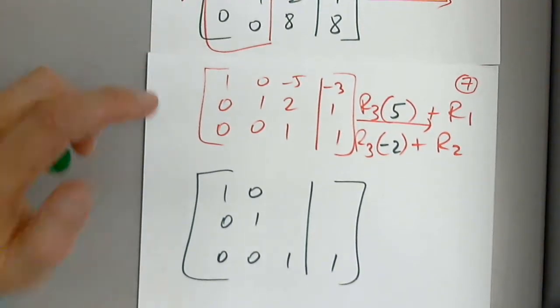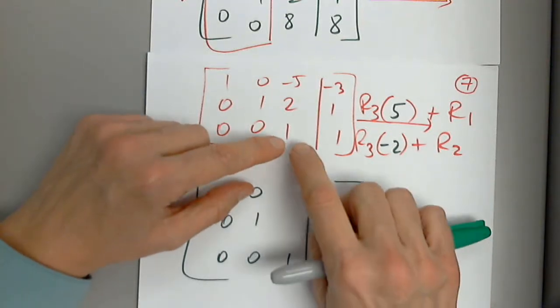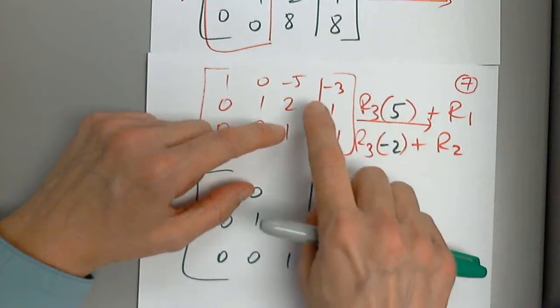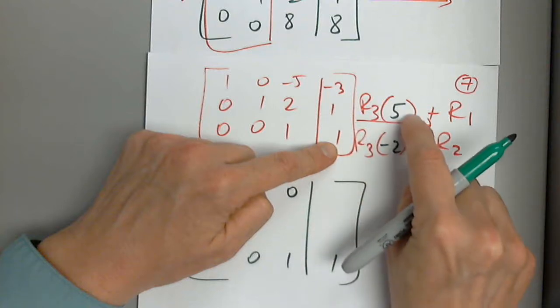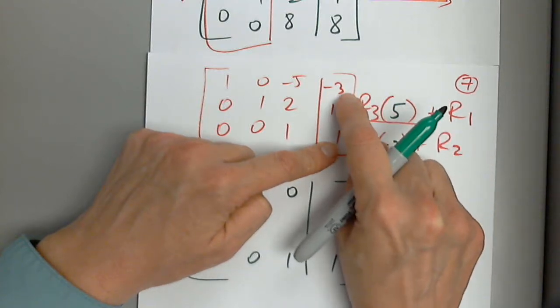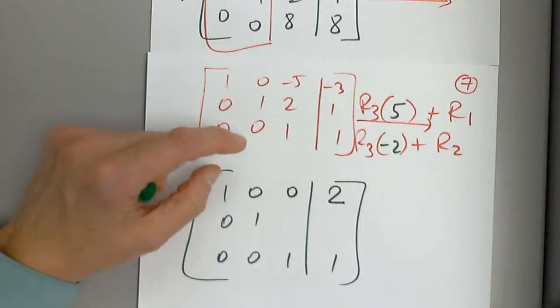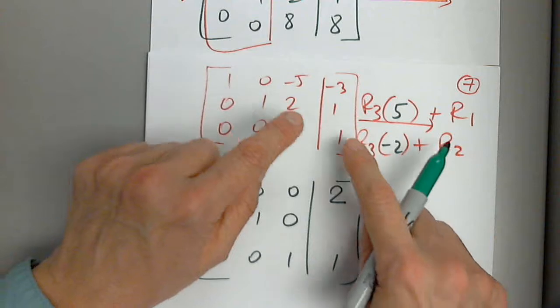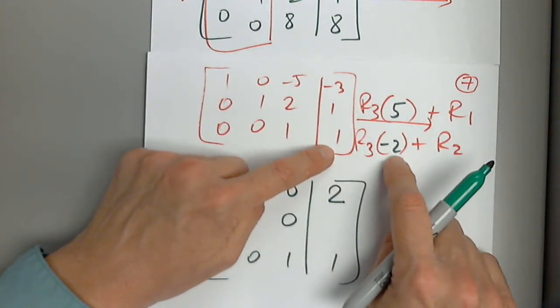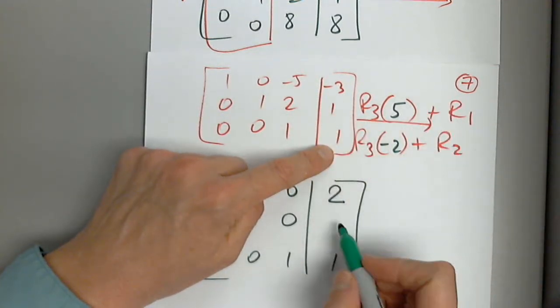Which row do I copy? I'm sorry, I should have asked before writing it. Which row do I copy? It will not change because I'm using it. 3. Of course. Because if I destroy row 3, I will never solve. Okay, let's do it together. 1 times 5 minus 5. 1 times 5 minus 3. 1 times -2 plus 2. 1 times -2 plus 1. -1.